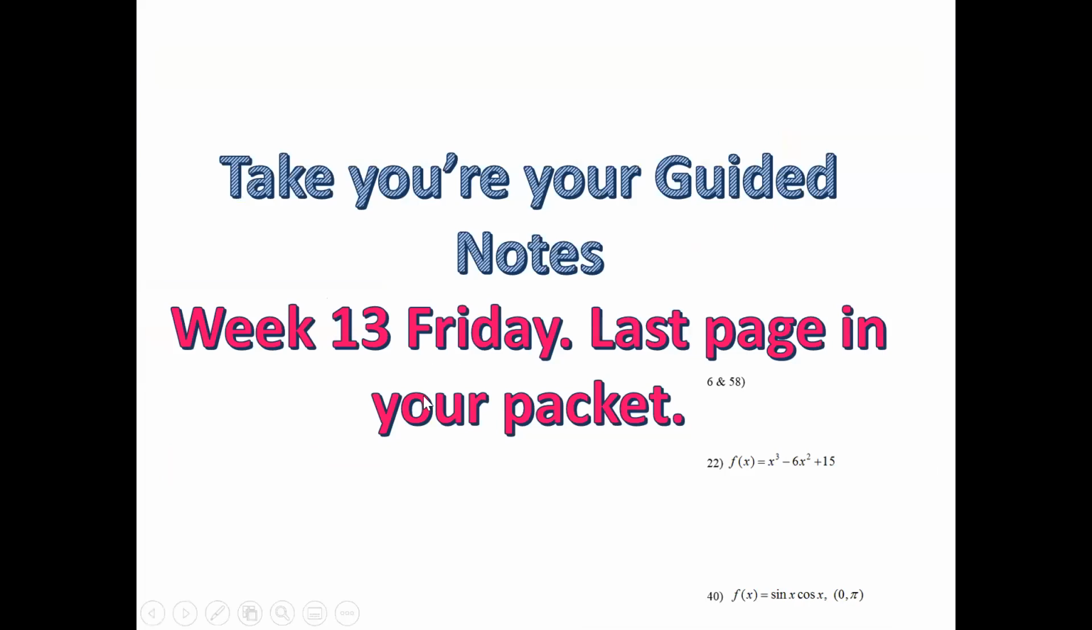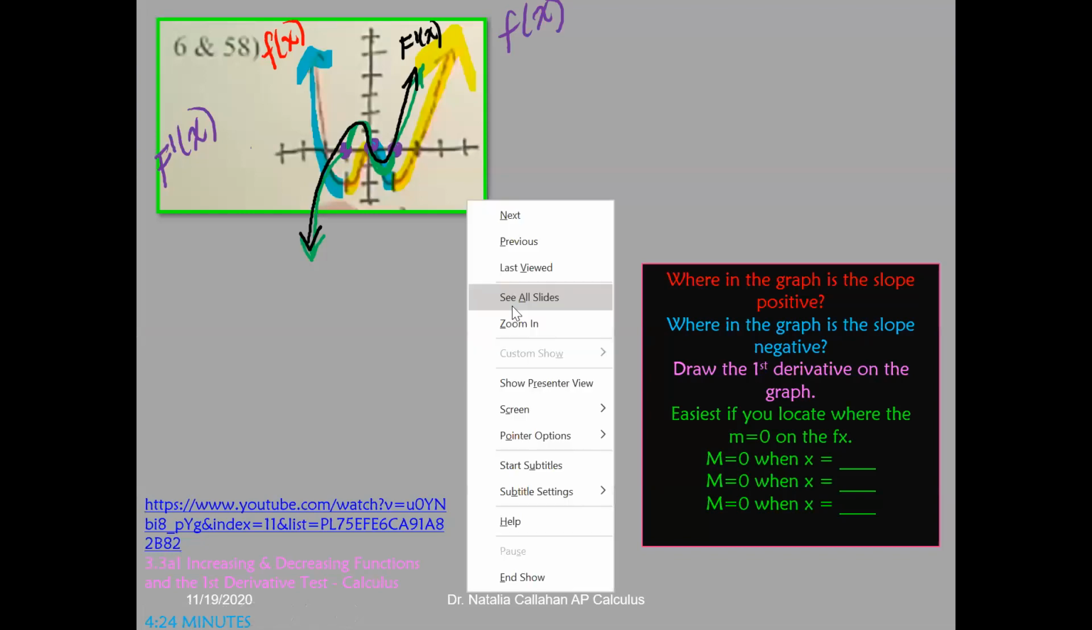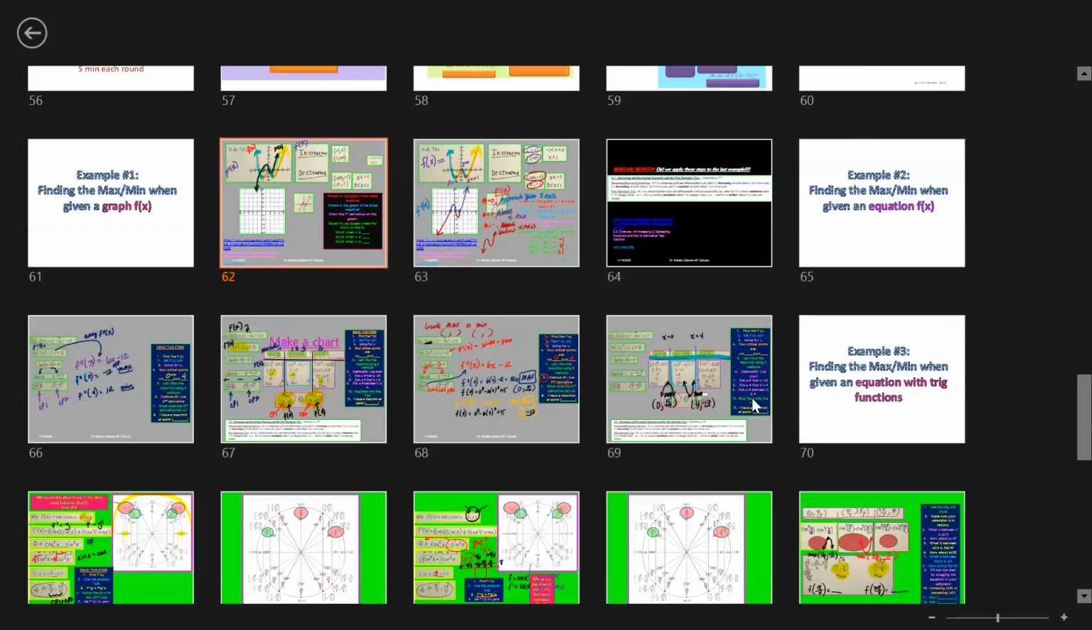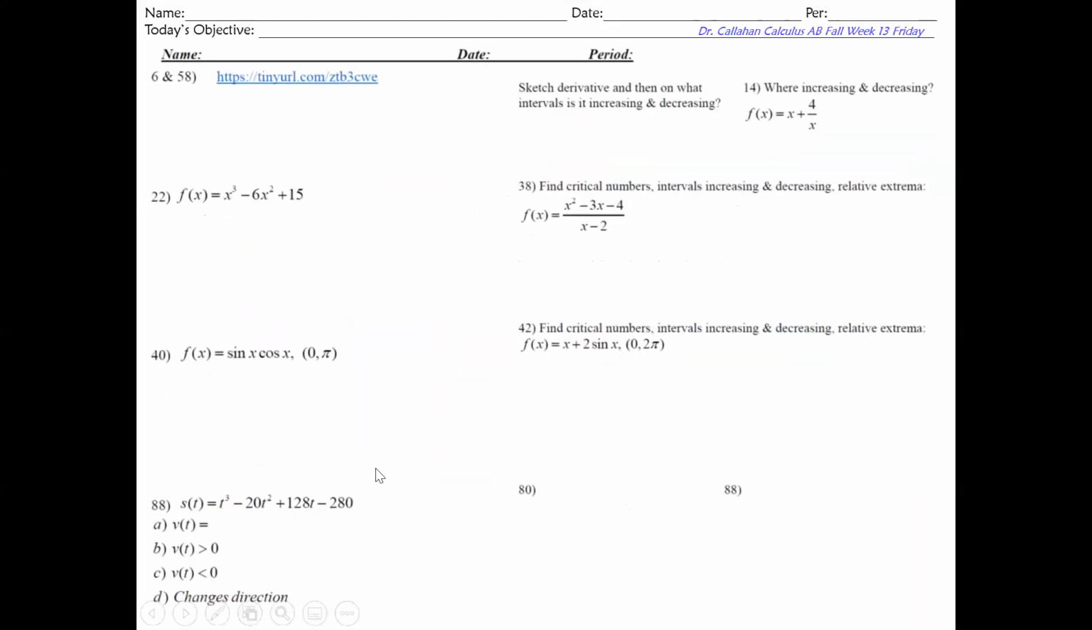And that is basically it. If you need some additional practice, like I said before, the very last page of what you have is this right here. You have some additional practice that you can do with relative extrema. If you need some assistance, you have a link that is available right here as well.